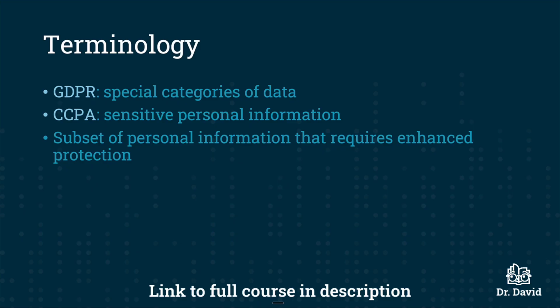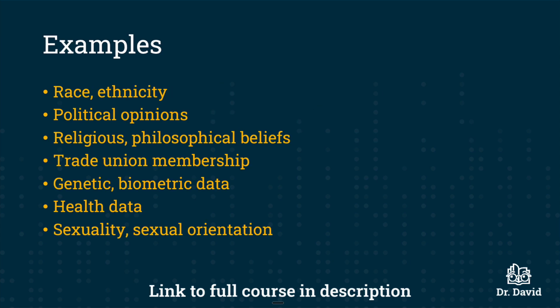And in short, what is a special category of data? It is a subset of personal information that requires enhanced protections. Examples of special categories of data include race and ethnicity, political opinions, religious and philosophical beliefs, trade union membership, genetic and biometric data, health data, and sexuality and sexual orientation.